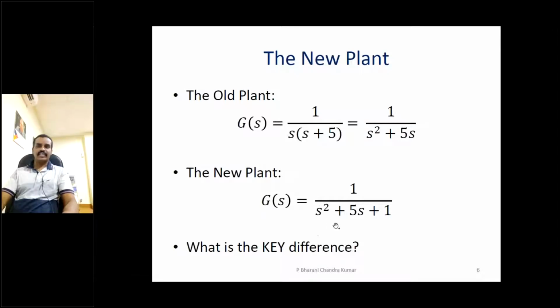So it doesn't have inherent integral action in this one. That means you cannot separate it into 1 by s into 1 by s plus 5, something like that, what you have seen here. So that is a key difference. So for this new plant, we have seen also how to obtain this plant as well.